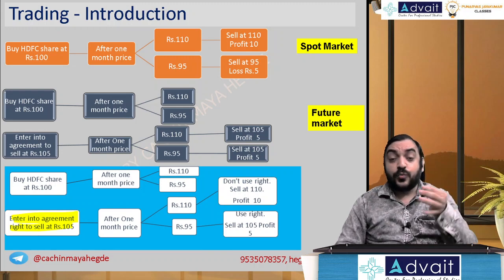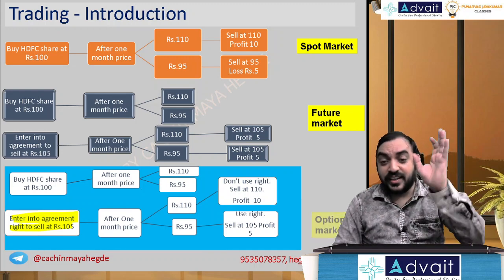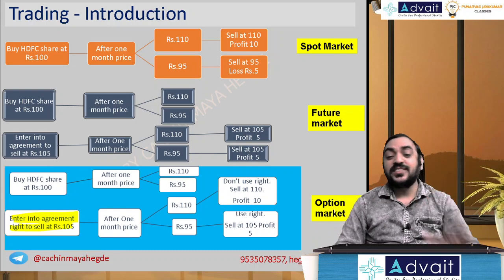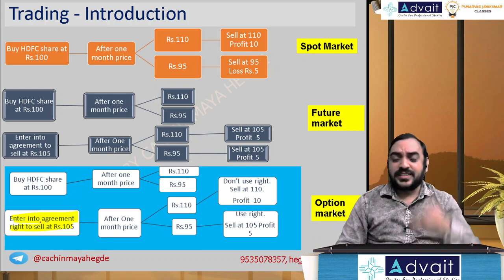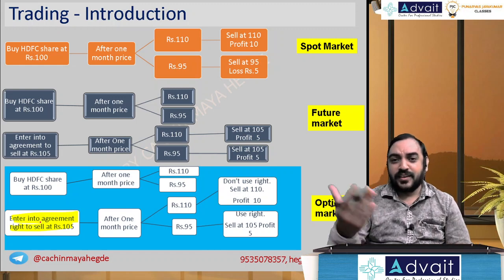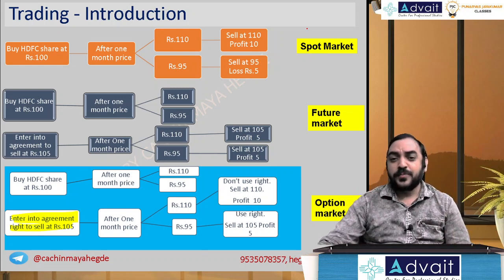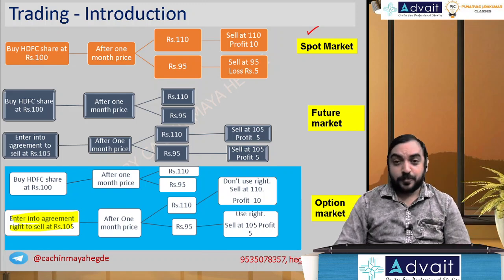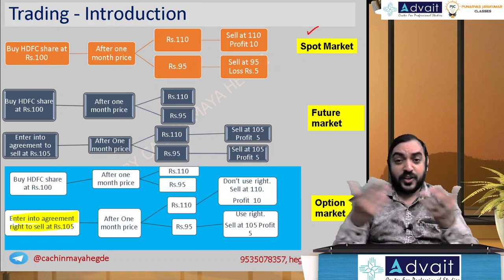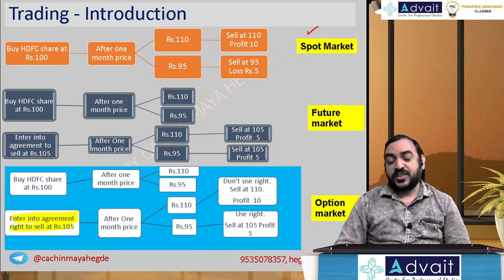This agreement, where you have a right to sell, is called the options market. And for example purposes, I told you earlier, or no, I remember, the spot market is like Swayamvar. On that day, we don't know what kind of person will come.